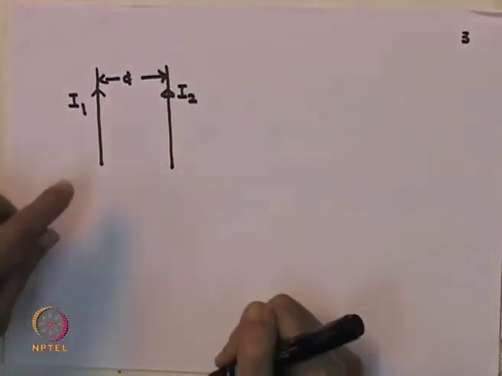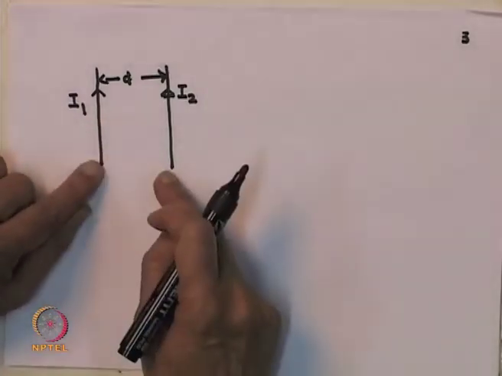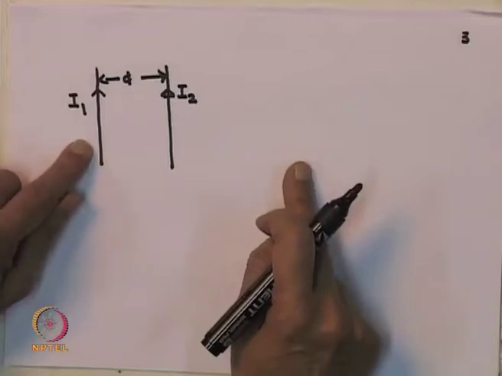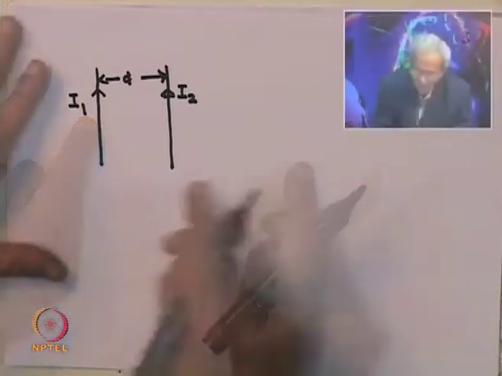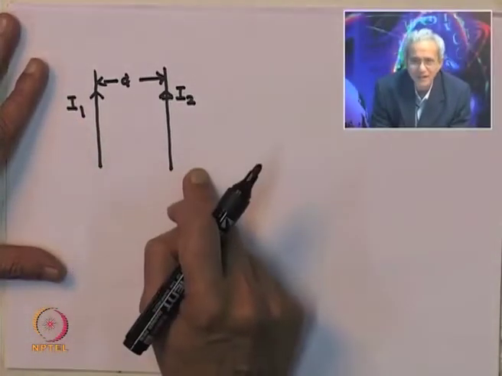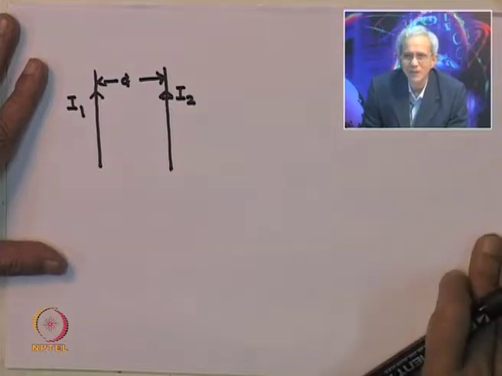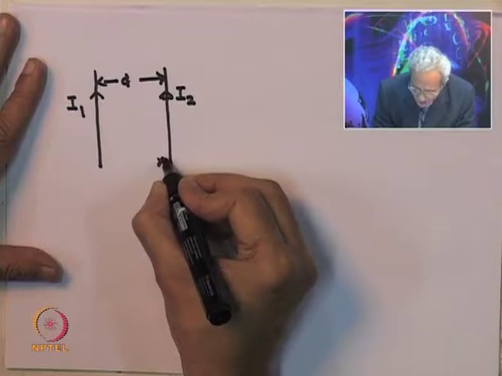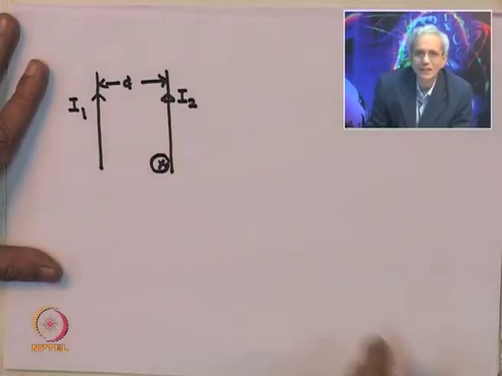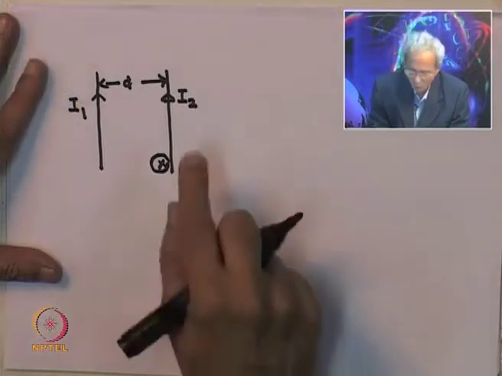Now, notice this, since this wire is to the right of the first wire, this wire which is carrying a current creates a magnetic field, assuming that these two wires are on the plane of the paper. This creates a magnetic field which is into the plane of the paper at the location of the straight wire number 2.